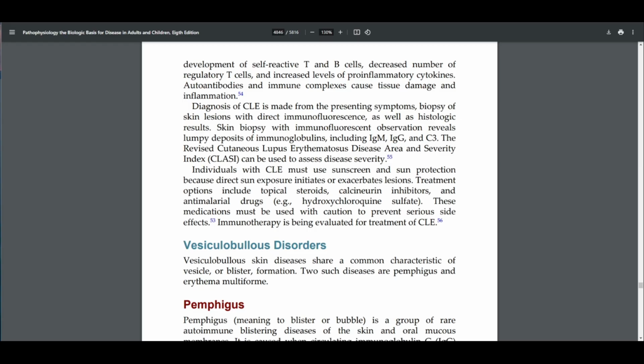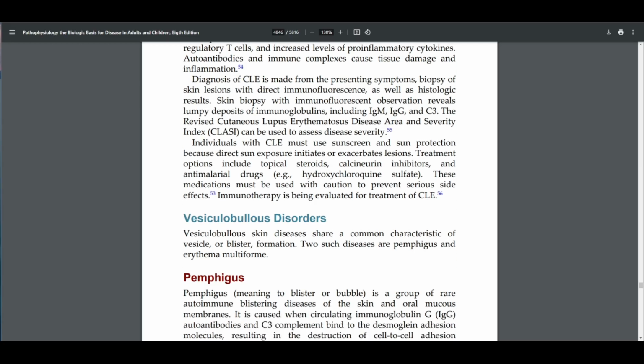Individuals with CLE must use sunscreen and sun protection because direct sun exposure initiates or exacerbates lesions. Treatment options include topical steroids, calcineurin inhibitors, and antimalarial drugs. These medications must be used with caution to prevent serious side effects. Immunotherapy is being evaluated for treatment of CLE.